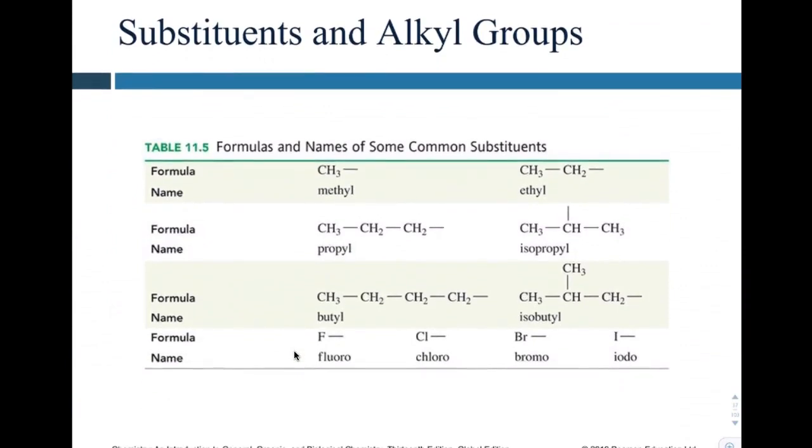And so here are some names of some common substituents. So we've got methyl, ethyl, propyl. Don't worry about isopropyl, but it is interesting to know what isopropyl is, because you probably have isopropyl alcohol in your cabinet at home. You've got butyl and isobutyl. Again, you don't need to know the isos. Those are common names. Fluoro, chloro, bromo, and iodo.